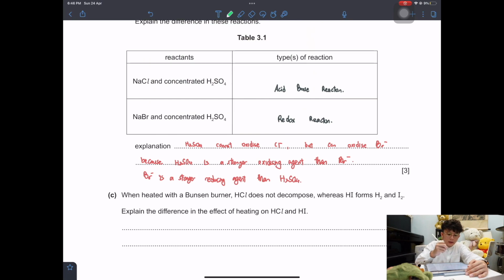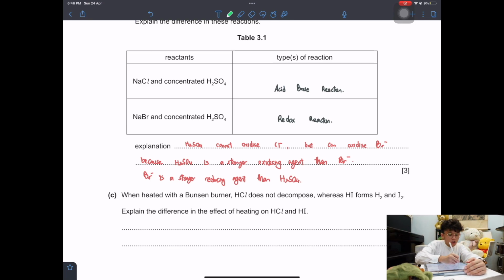Why is it so? Okay, reason being, HCl, the bond is shorter. Reason being Cl is smaller, I is so big. So the bond in HCl is so short, the bond in HI is so long. So I know that HCl has a short bond length. When you have a short bond length, you have strong bond strength, right?